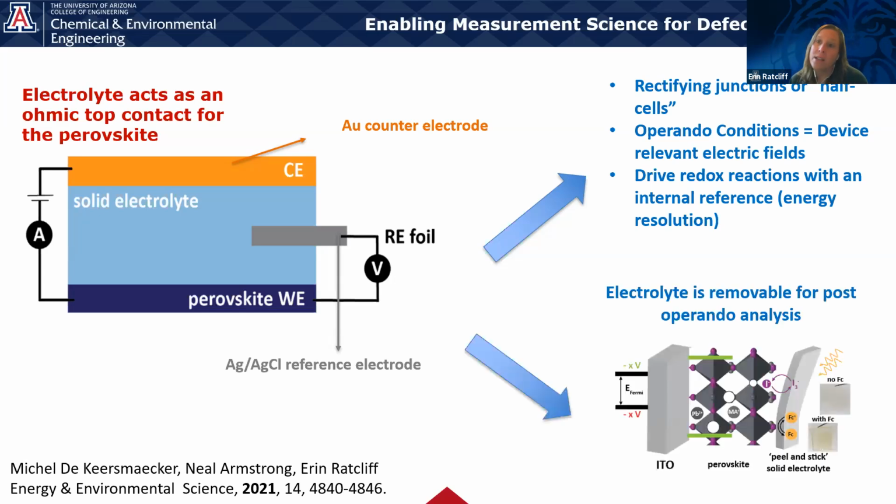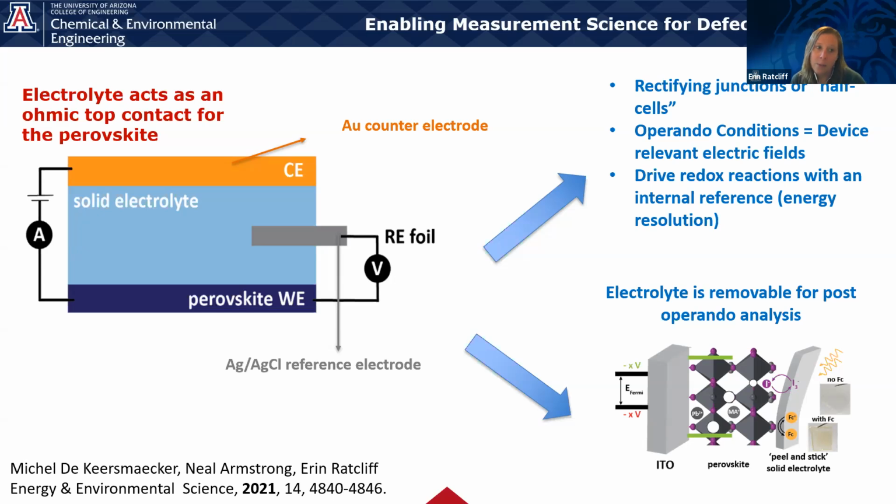The other thing that's really important about this technique is that because it's not dissolving our perovskite, we can peel off our solid state electrolyte and now we can do all of the post analysis. So we can put this in and look at the surface chemistry using X-ray photoelectron spectroscopy, or we can look at it in situ using what we call spectroelectrochemical methods.